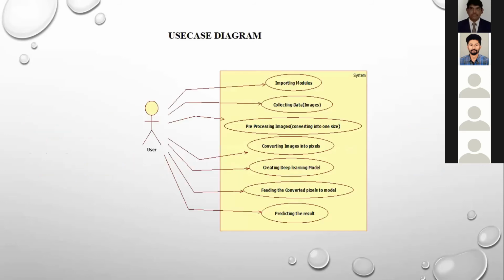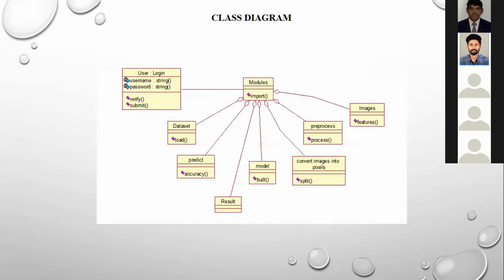Here is my use case diagram. The user first imports modules, collects data, meaning colposcopic images, pre-processes the images and converts them into one size, converts the images into pixels for better accuracy, creates the deep learning model, feeds the converted pixels to the model, and finally predicts the results. Here is the class diagram.